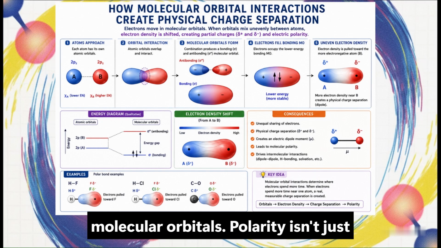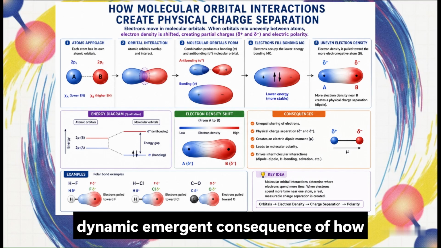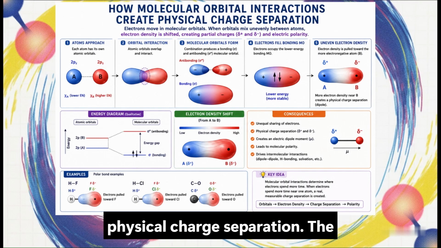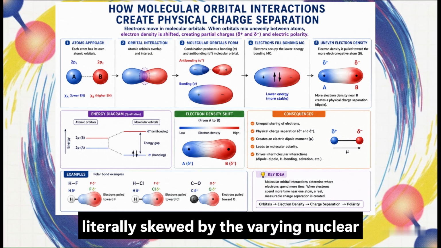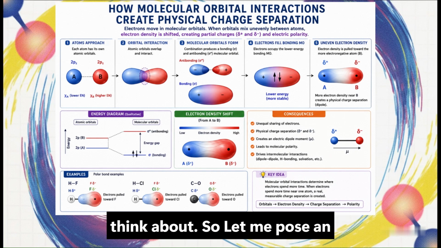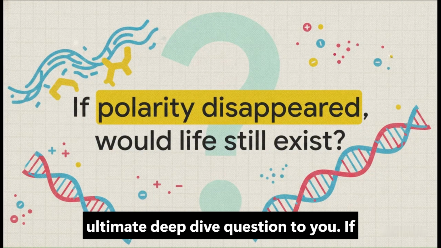Polarity isn't just some static, fixed property. It's a highly dynamic, emergent consequence of how molecular orbital interactions create physical charge separation. The probability clouds of electrons are quite literally skewed by the varying nuclear poles of different atoms. It's wild to think about. So, let me pose an ultimate, deep dive question to you.